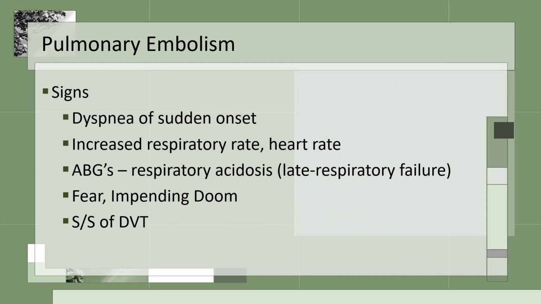The signs and symptoms of pulmonary embolism are a dyspnea of sudden onset. There's increased respiratory rate and heart rate. Your ABGs will show respiratory acidosis, which actually indicates late respiratory failure. Fear and impending doom, and they'll also have the signs and symptoms of a DVT. The severity of these symptoms will depend on the size of the clot.